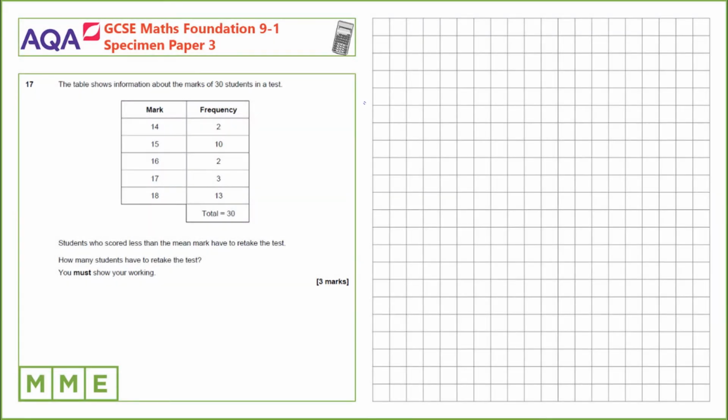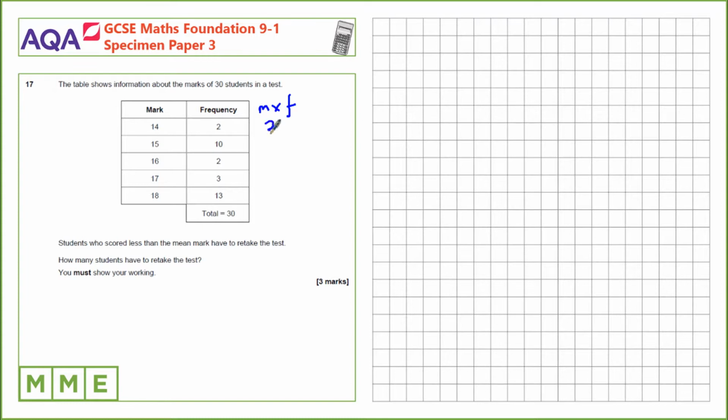Question 17. The table shows information about the marks of 30 students in a test. Students who scored less than the mean mark have to retake the test. How many students have to retake the test? So, to find the mean of one of these kind of frequency tables, we'll first take the mark 14 and multiply that by the frequency in each case. So we'll say m times f.